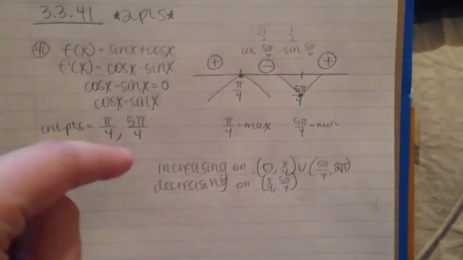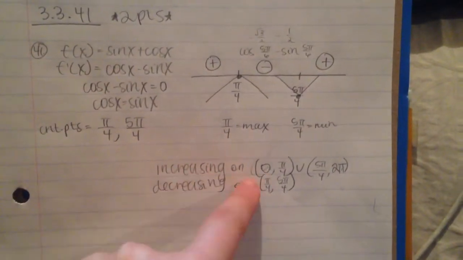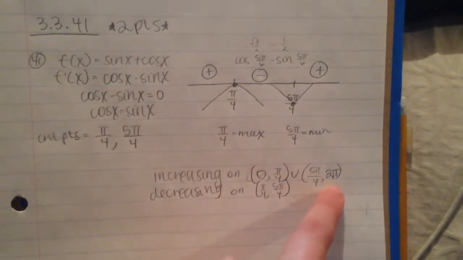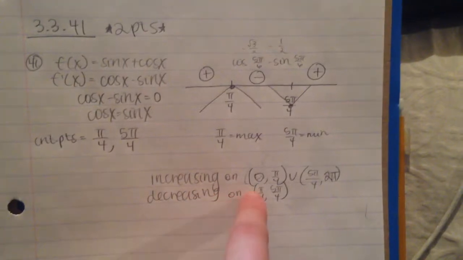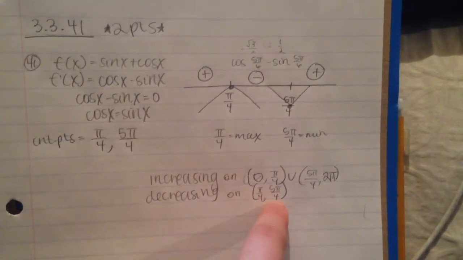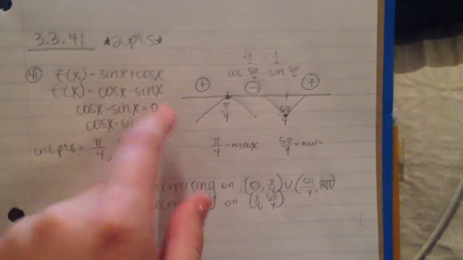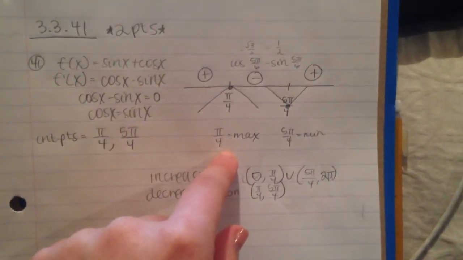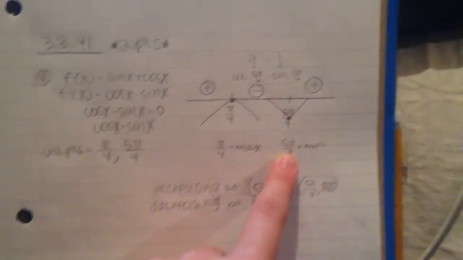So therefore, because those are maxes and mins, and it's increasing on 0 to pi over 4 and 5 pi over 4 to 2 pi, and it's decreasing on pi over 4 to 5 pi over 4, I'm able to state that pi over 4 is the maximum and 5 pi over 4 is the minimum.